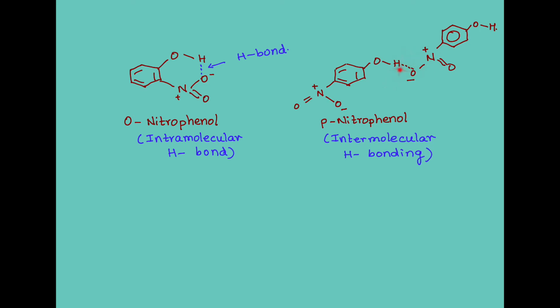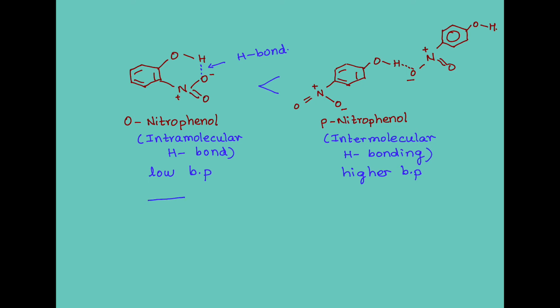Now, because it is forming intermolecular hydrogen bonding, we will need a higher amount of energy in order to vaporize it. These molecules are closer to each other. Whereas here, this is limited to itself. So, with the result, orthonitrophenol will have a lower boiling point, whereas paranitrophenol will have a higher boiling point when I compare ortho and paranitrophenol.